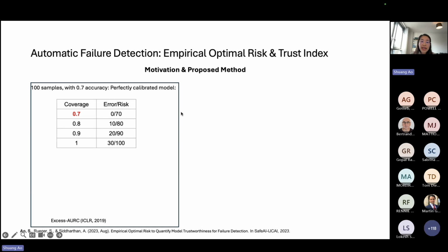So this is the ideal case in a perfectly calibrated model, but we all know that none of the models is perfectly calibrated and none of the data is perfect.